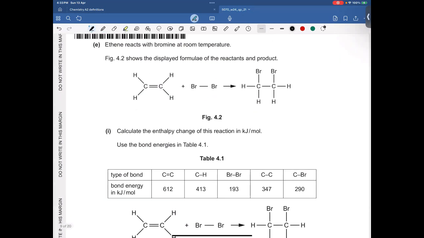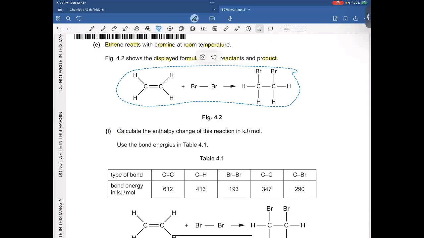Next. Ethene reacts with bromine at room temperature. Figure 4.2 shows the displayed formulae of the reactants and products. Let me copy this equation because I'm going to use it in the calculation.